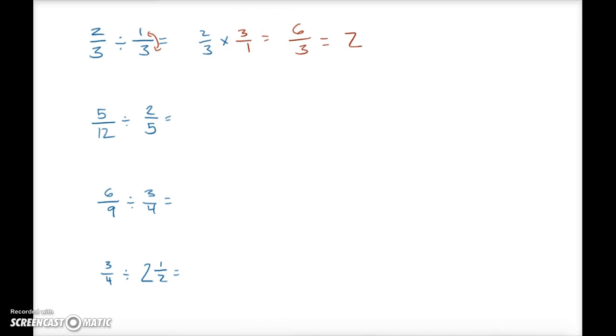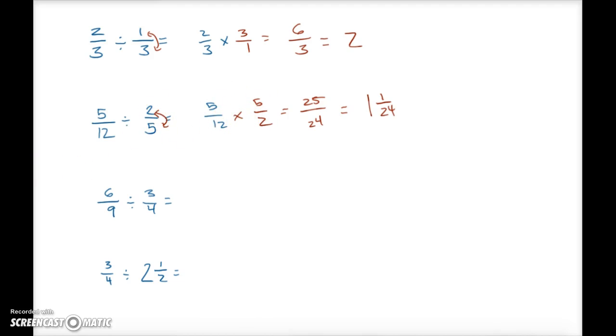Okay, let's try this one. 5/12 divided by 2/5. Well, I'm going to turn this into multiplication, and I'm going to say 5/12 instead of divided by 2/5, I'm going to multiply by the reciprocal, times 5 over 2. So 5 times 5 gives me 25. 12 times 2 gives me 24. I can leave this as an improper fraction, or I can say 1 and 1/24. I had to multiply by the reciprocal.